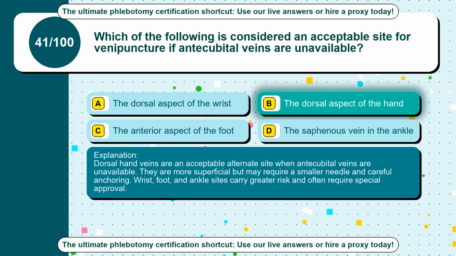Dorsal hand veins are an acceptable alternate site when antecubital veins are unavailable. They are more superficial but may require a smaller needle and careful anchoring. Wrist, foot, and ankle sites carry greater risk and often require special approval.